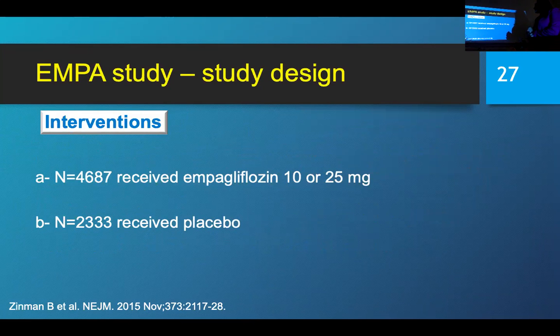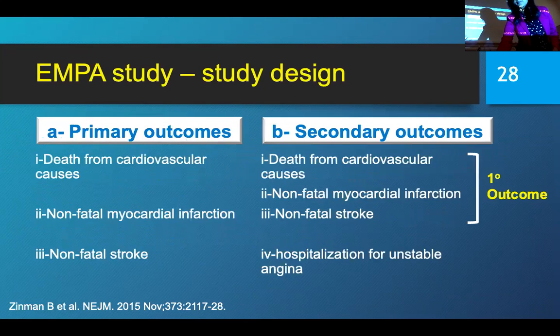So how did they design it? Around 4,600 patients received the test, either the 10 milligram or the 25 milligram empagliflozin, and the rest, the 2,000, received the placebo. So they were randomized.